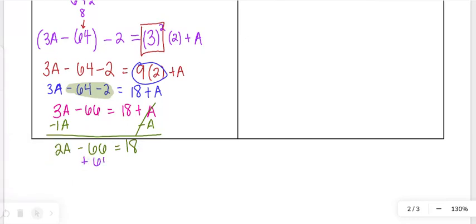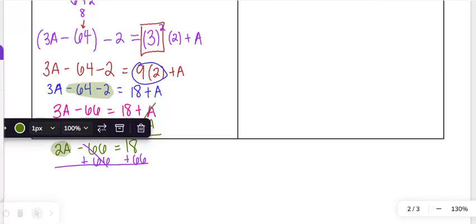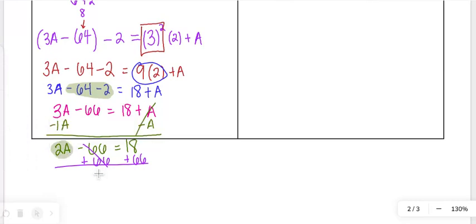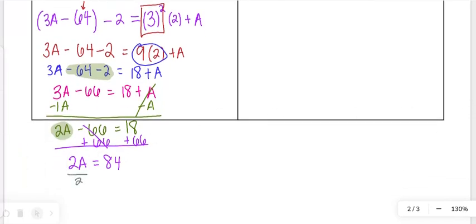From there, I would add 66 to both sides. And that's because I'm trying to isolate this 2a. And if I can get that 2a isolated, then I will be able to eventually solve for a. So we have 2a equals 18 plus 66 is 84. And then once we have that, we can go ahead and divide both sides by 2 so that we can get a by itself.